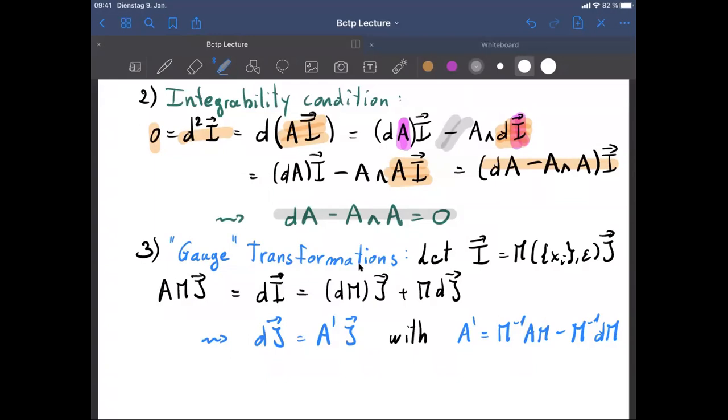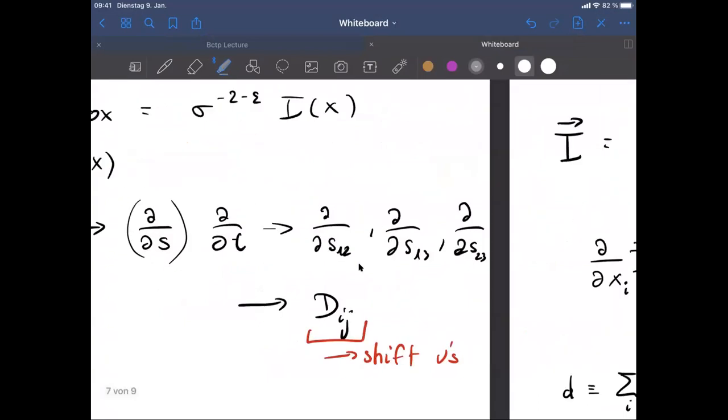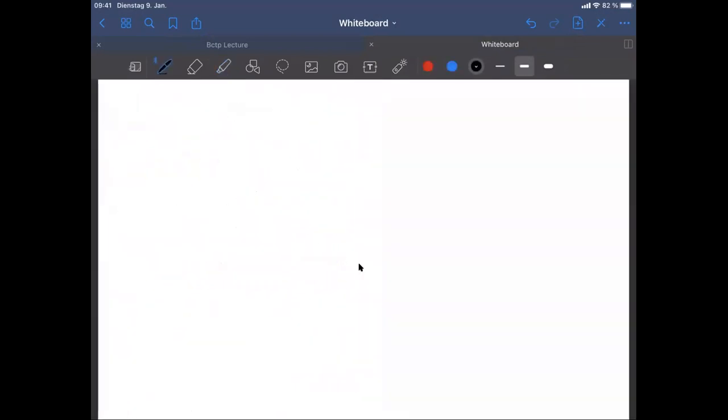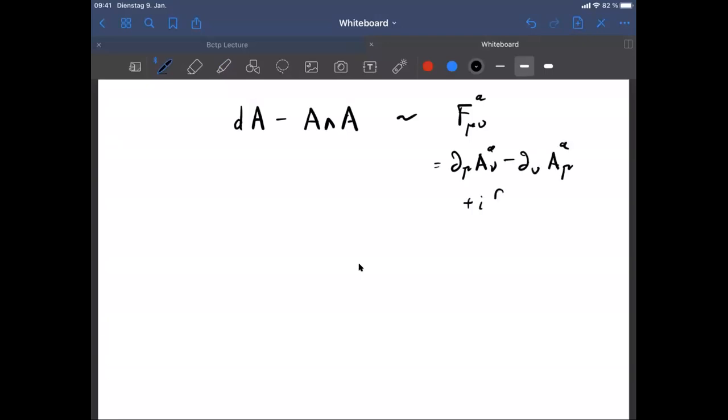Now, I guess you're all a bit familiar with gauge theories. This quantity here is actually very reminiscent of F mu nu in QCD. If you write this thing, it would be something like d mu A nu minus d nu A mu plus A mu A nu minus A nu A mu. Let's forget about the sign conventions and the coupling constant. It would be something like this. Now, this is actually the same as this.